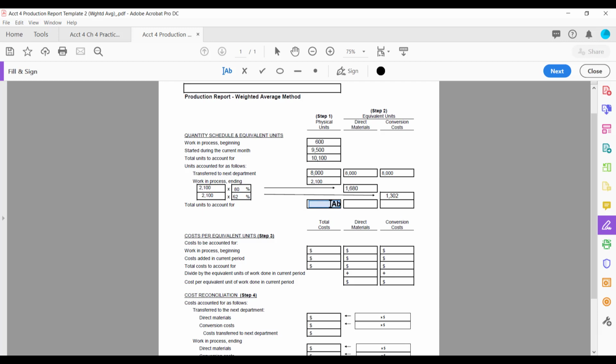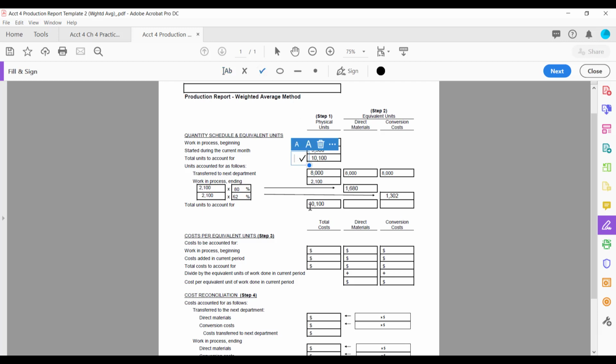How many units do we still need to account for? If you take the units that you transferred and completed, plus your ending physical units, if you take 8,000 plus 2,100, you should come out to 10,100 as well. And that equals the total units to account for up here.